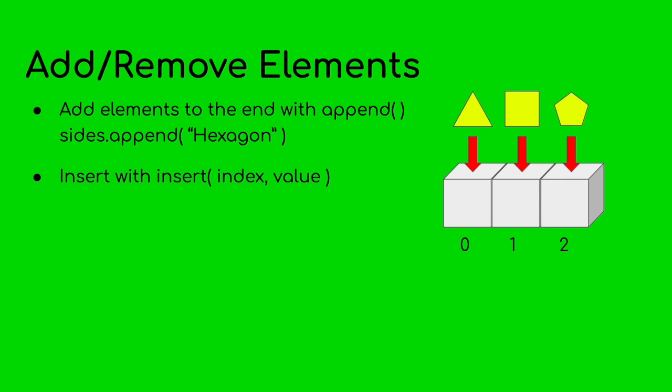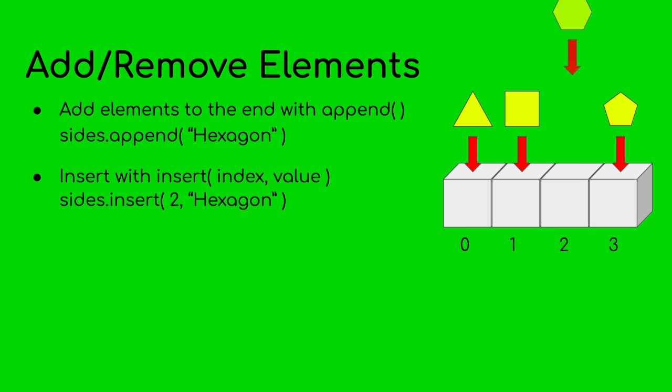And then you could also insert values into the list with the insert function, which is pretty self-explanatory. So first you put the index that you want the new value to be at, and then the value you want to put there. So we could do something like sides.insert 2 and then hexagon. So hexagon is going to be inside of index 2 now. So that's what it's going to be like afterwards.